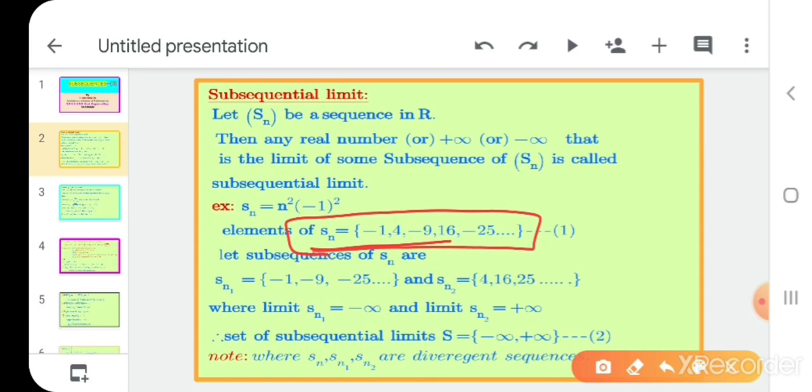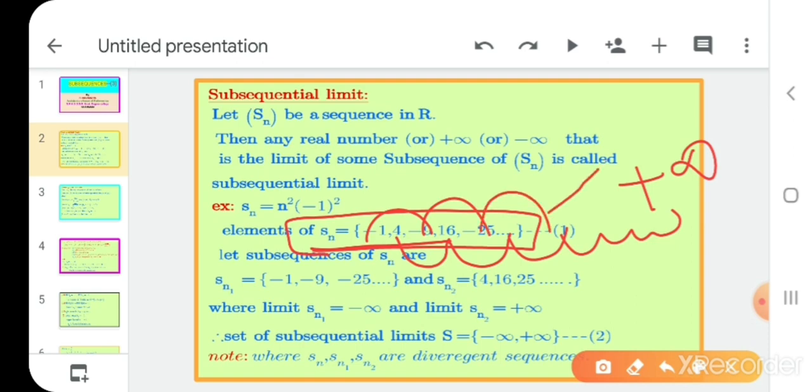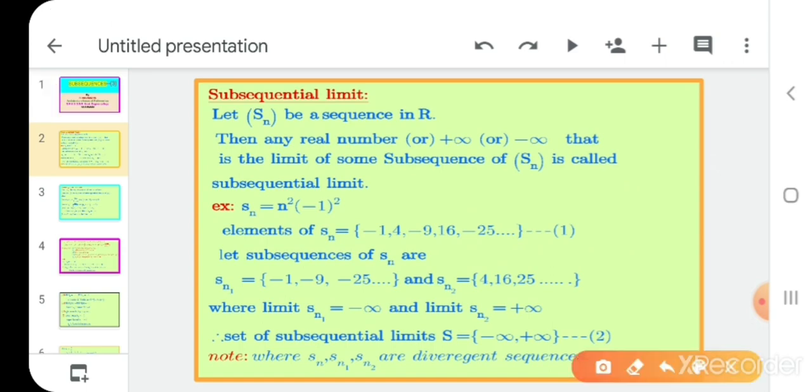Supremum means maximum value, and maximum value means positive value. What are the positive values here? 4, 16, next 36, and so on, like this, up to plus infinity. What are the minimum values? Minimum value means decreasing: minus 1, minus 9, minus 25, and so on, like this, minus infinity. So the infimum and supremum of Sn are minus infinity and plus infinity.